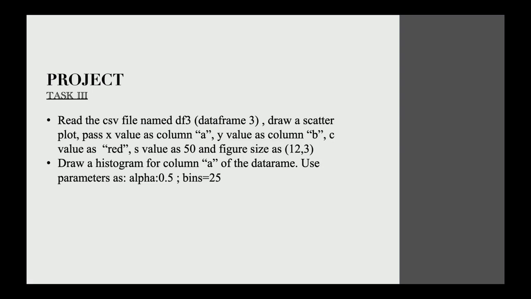Now moving to the next task: read the CSV file named DF3, or data frame 3, and draw a scatter plot. Pass the x value as column A, y value as column B, c value as red, s value as 50, and figure size as 12,3. Also, draw a histogram for column A of the data frame. Use the parameters alpha value as 0.5 and bins equal to 25. Now moving on to the next task.